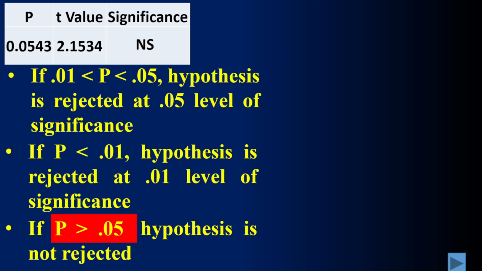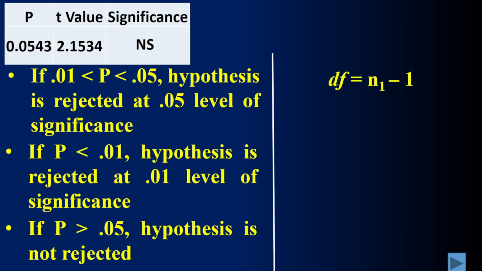Friends, here we have seen how probability is used to check the hypothesis. The probability was calculated with the help of Excel. Now we will see how on the basis of t value we check the hypothesis. Here the t value is already calculated and it is 2.1534. If t value is there, then we need df, that we have already calculated, and it is 11.